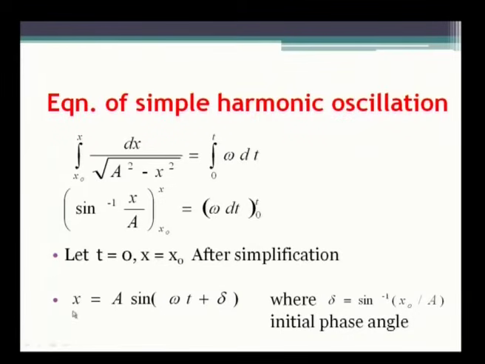Analytical treatment means the mathematical method by which we have arrived at x is equal to a sin omega t plus delta. Let us see the equation once again. x is equal to a sin omega t plus delta. Here a is the amplitude, that is the maximum displacement, omega is angular frequency, and delta is the initial phase angle, which is obtained from the simplification as x naught divided by a. Here x naught is the initial position, a is the amplitude. So, it has got a separate meaning.